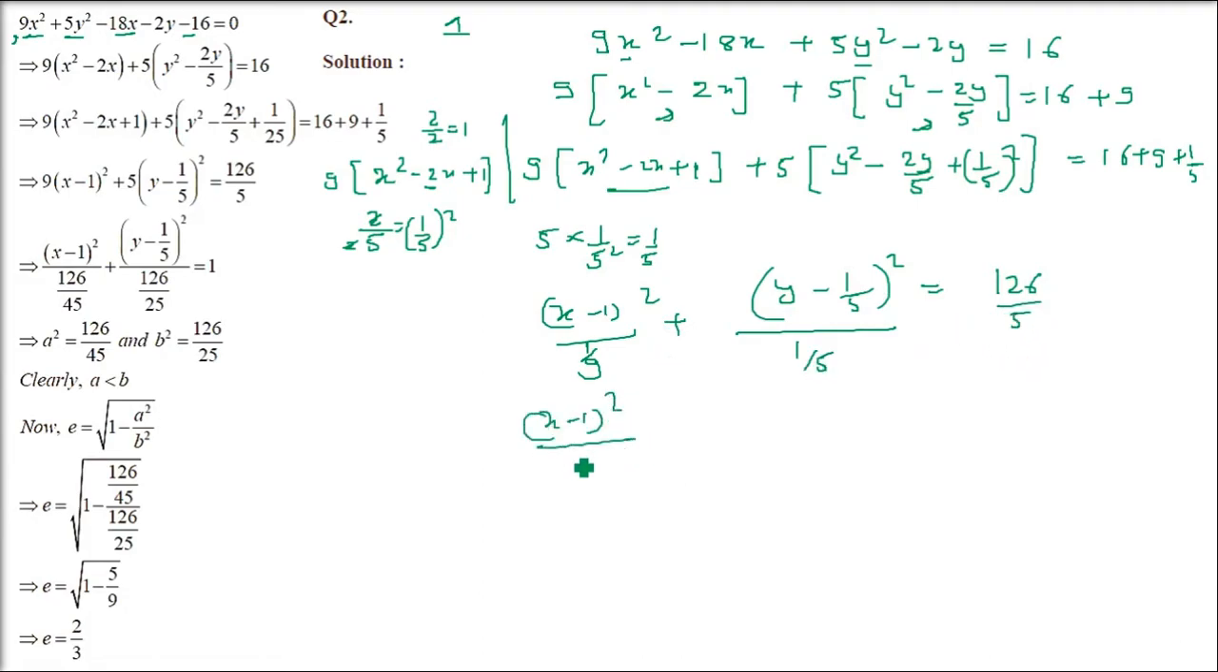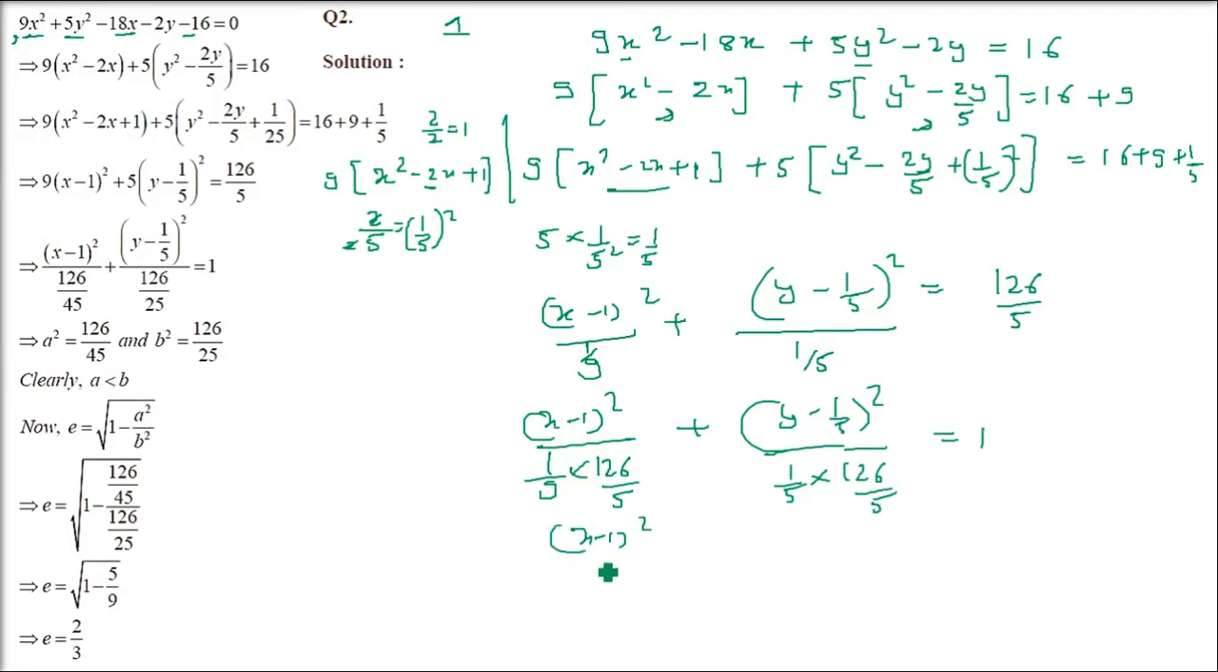So x minus 1 whole square by 1 by 9 into 126 by 5 means 126 into 5. And there you get plus y minus 1 by 5 whole square divided by 1 by 5, and this 126 by 5 will also come. This equals 1. So this is x minus 1 whole square, and this is 126 by 5 nines are 45. Then you have y minus 1 by 5 whole square, 126 by 25. So this is A square, this is B square.